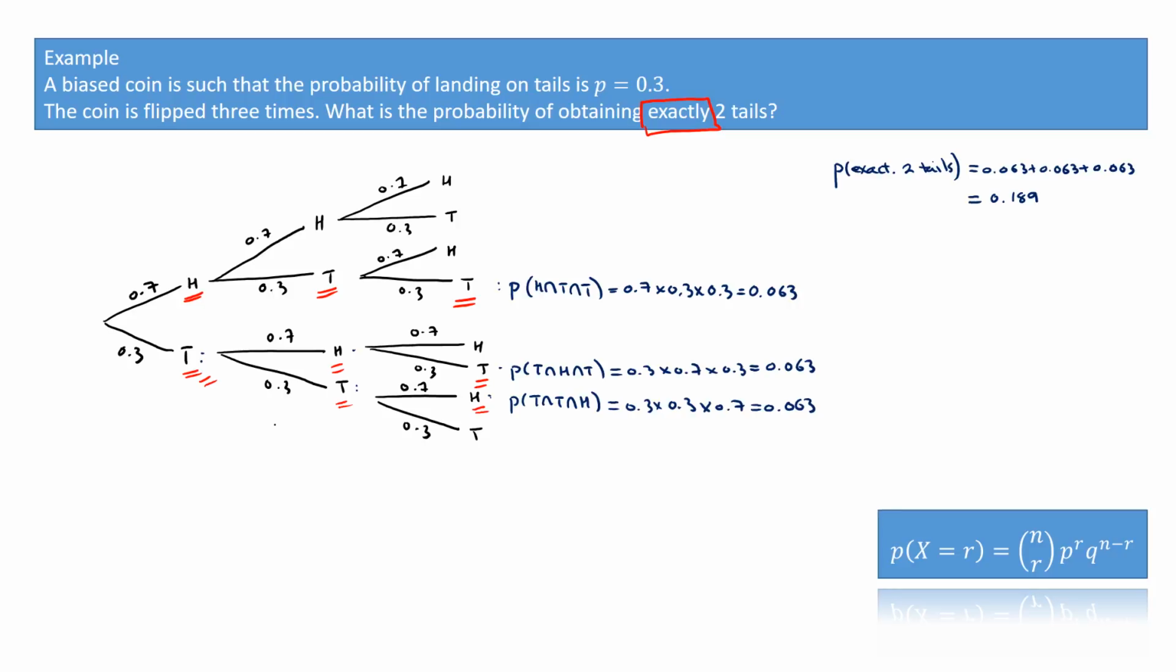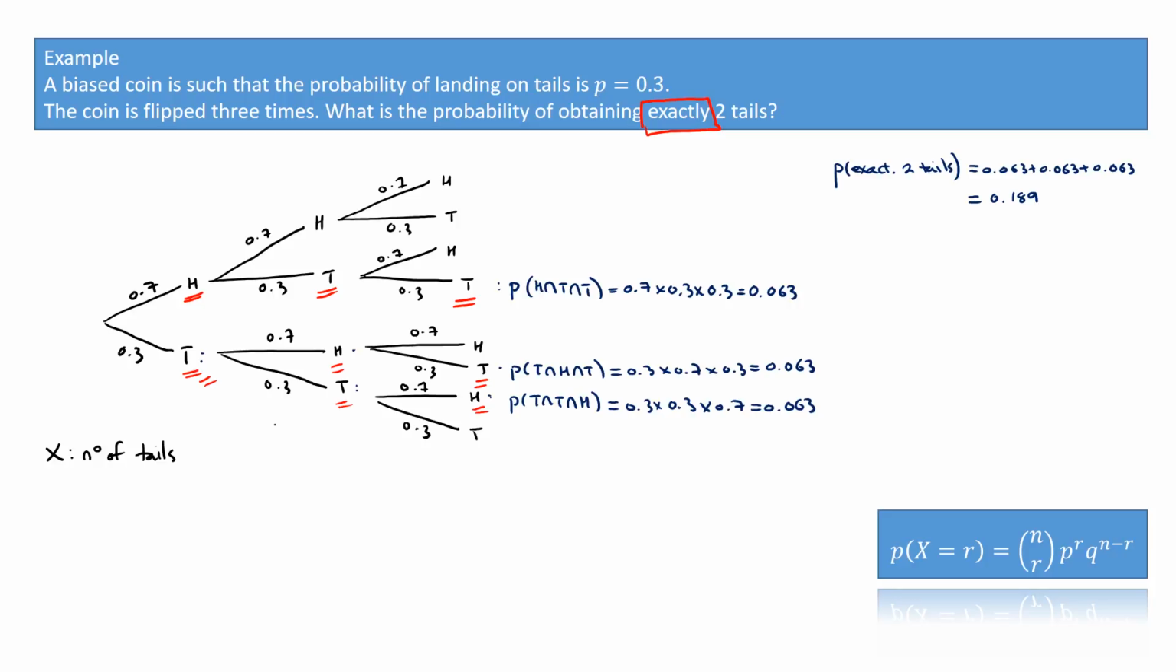So capital X, in this experiment, we're interested in obtaining tails. So we're going to go ahead and define capital X as being the number of tails obtained in this experiment. So let's see, if I flip a coin 3 times, well, I can either get no tails at all, so that's 0, 1 tail, 2 tails, or 3 tails. So X has to be either 0, 1, 2, or 3.